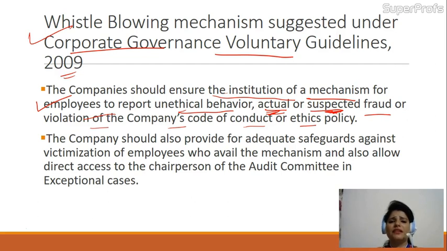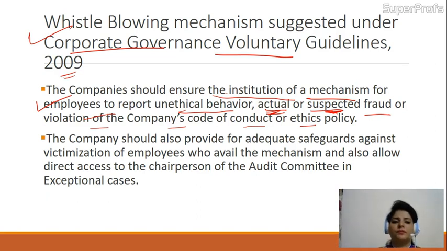If something has happened, such as an actual fraud, suspected fraud, or violation of the company's code of conduct or ethical policy, then the company should ensure an institution that may be in the form of a committee or a group of directors who would be looking after it, or a specific department, whatever the case may be. But the company should ensure that there is a specific institution or mechanism that would be looking after the employees who raise their voice against any wrongdoing in the organization.